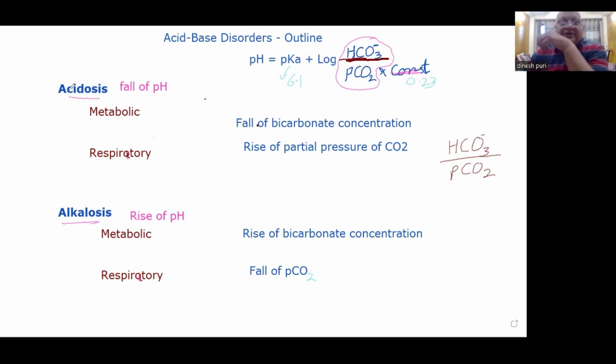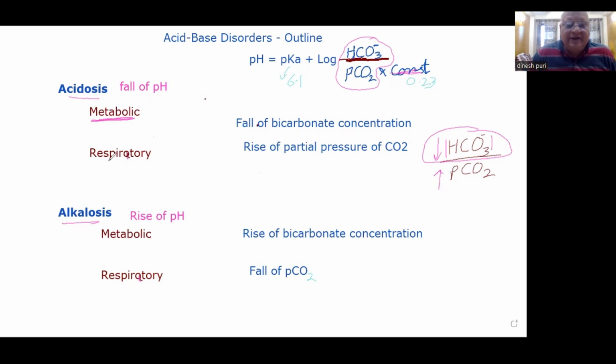Now, first of all, let us see how this ratio can fall. There are two ways in which any ratio can fall. Either you decrease the numerator or you increase the denominator. So you either decrease the bicarbonate concentration or you increase the PCO2. When the primary defect is fall in the bicarbonate concentration, then the condition is metabolic acidosis. So metabolic acidosis means the numerator of the equation has undergone a change, a fall.